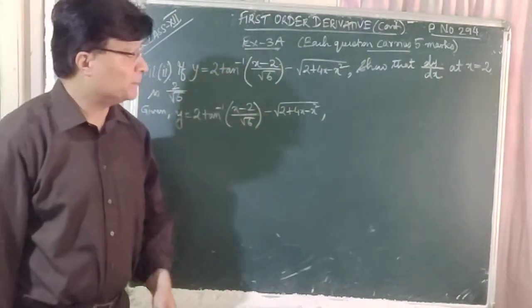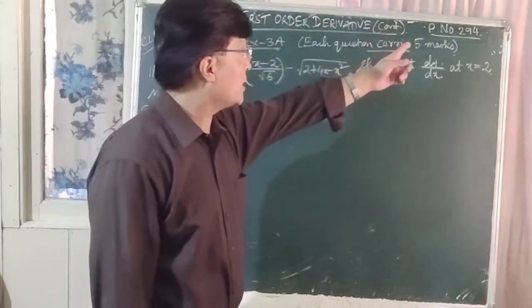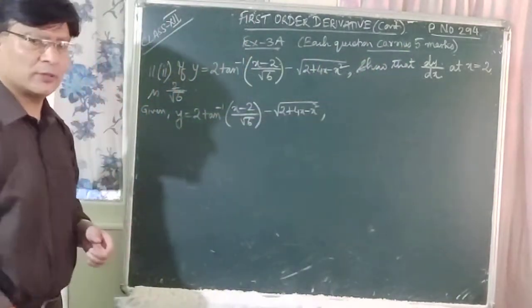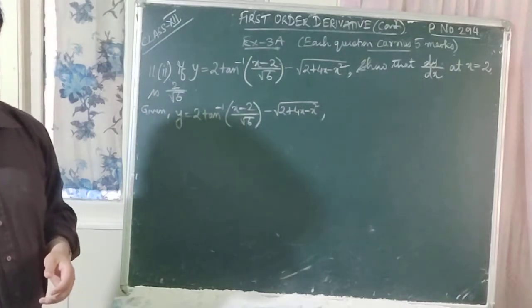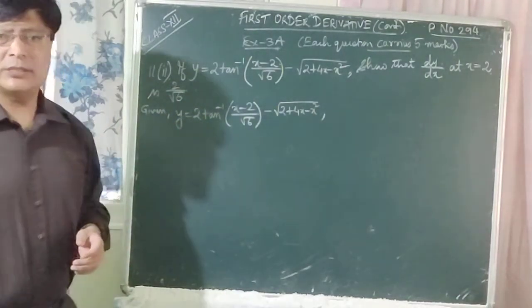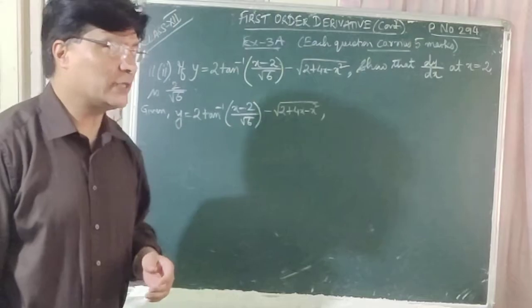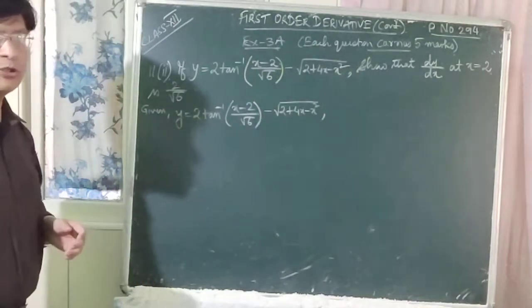So exercise 3A, page number 294, each question carries 5 marks. So we were doing question number 11, isn't it? So in the last class we did 11 number 1. So let's do question number 11 number 2.